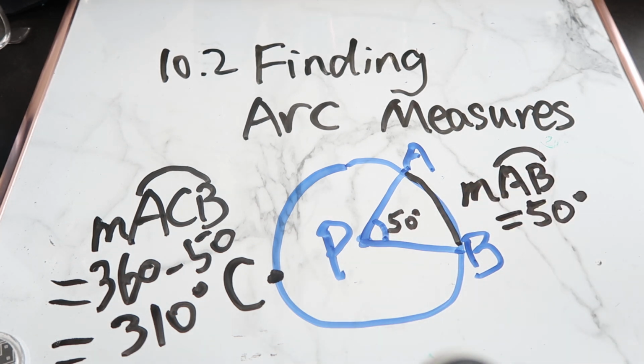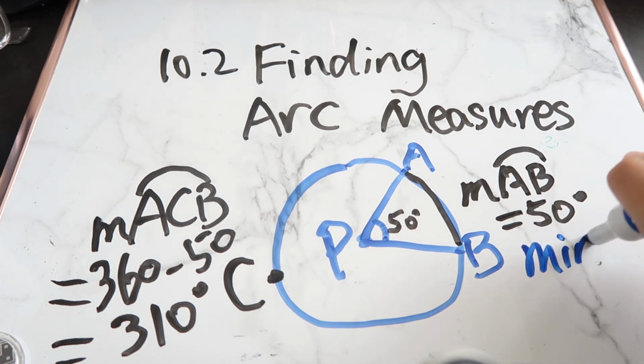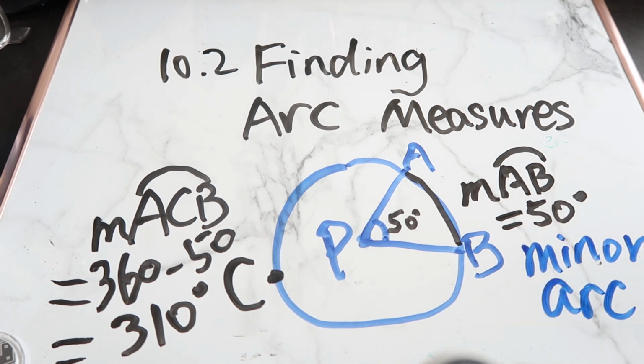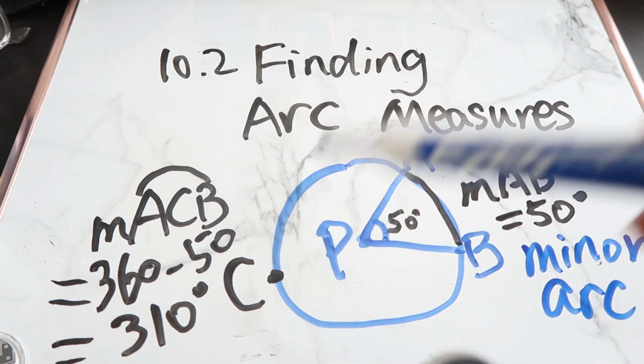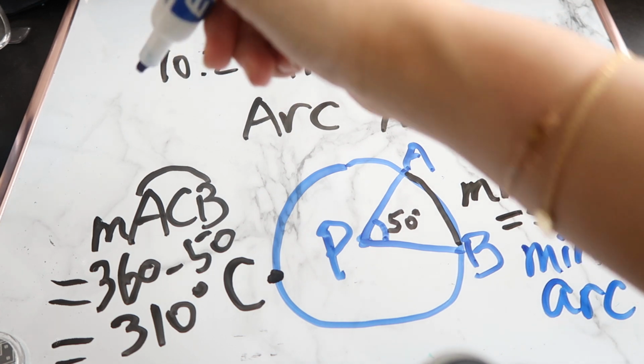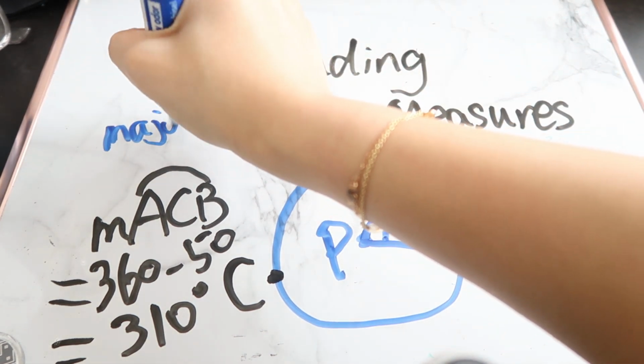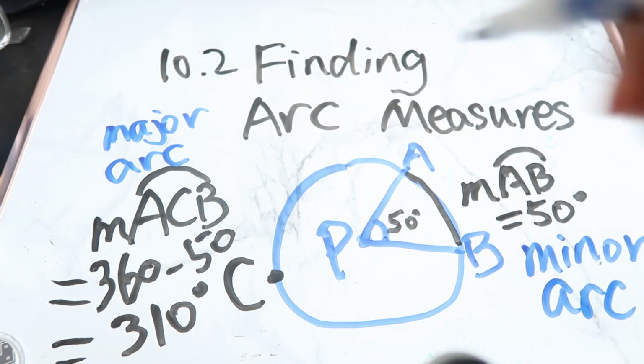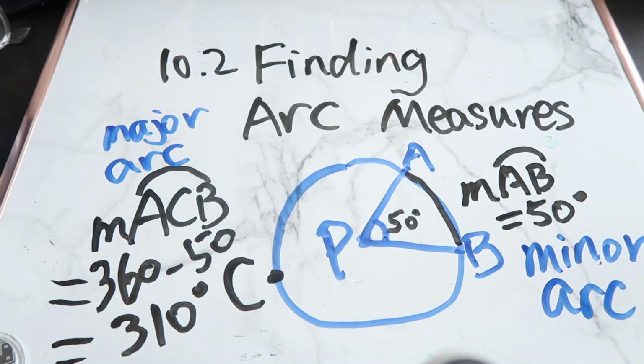The smaller one, the one that's smaller than 180 degrees, we call a minor arc. And any arc that's bigger than 180, we call a major arc. And take a guess, what would we call it if it's exactly 180? If it's exactly 180 degrees, we call this a semicircle. Alright, I have a lot of different examples to show you, so let's get started.